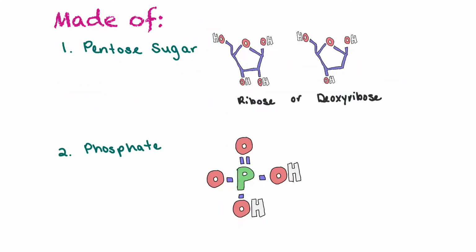So nucleic acids are made of three components. One of them is a pentose sugar, and the pentose sugar can either be ribose, which is this one, or deoxyribose, which is this one. The only difference between those two molecules is that on this carbon, carbon number 2, there's a missing oxygen. Instead of having a hydroxyl group, it's just a hydrogen in this position. The second component for a nucleic acid would be a phosphate, and a phosphate joins to the pentose sugar. We'll talk about that a little bit later.